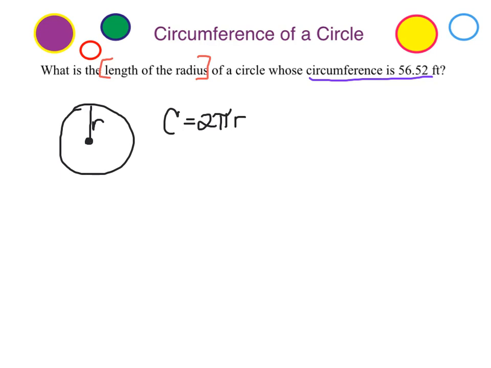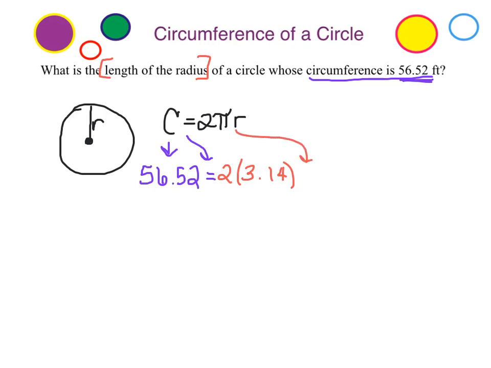From here with a formula, I can just plug in my numbers. Now though, instead of writing C, I know the circumference. The circumference is 56.52. So instead of writing the variable C, I'm going to write what it is. The circumference is 56.52 feet. Follow the formula. This circumference equals 2 times pi, 3.14, times r.